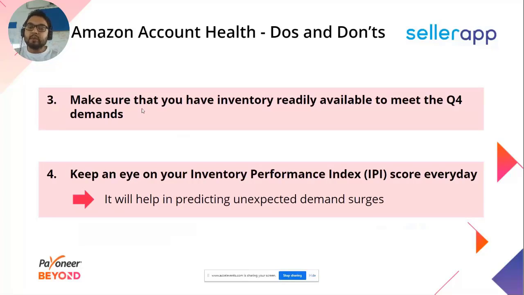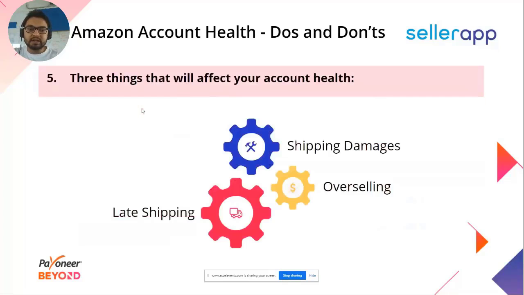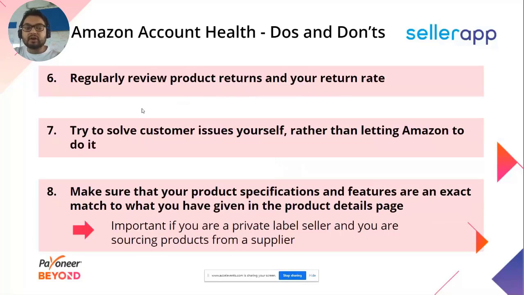Everything you do, make sure your inventory is available. Make sure you look at your IPI index. Because of the current situation, Amazon is restricting a lot of categories for both overstock and understock, right? And when you are doing this, you have to watch for shipping damages, overselling, and late shipping. So if you are doing your own shipping, make sure that you are not doing all of that, right? You have to make sure that these things are on time, right?